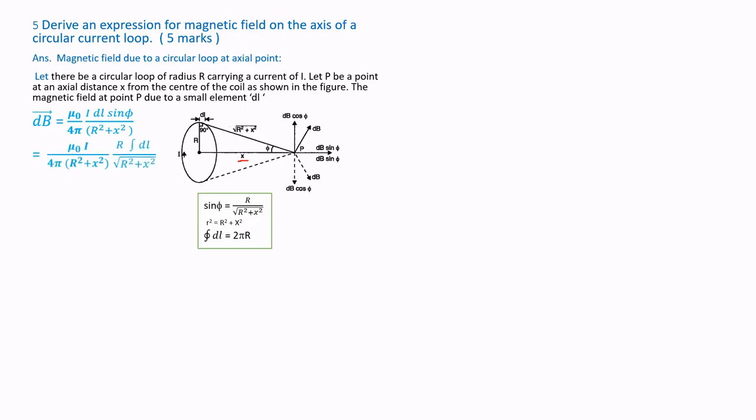Therefore, simplifying, we get mu naught I over 4 pi, retaining sin phi, and we will integrate I dl. Therefore, integral dl into sin phi divided by r squared plus x squared. Sin phi you see here is r divided by the square root of r square plus x square, the opposite side by the hypotenuse. And the integral of dl is equal to 2 pi r. Substitute these two values in this equation. Let it be equation 1.